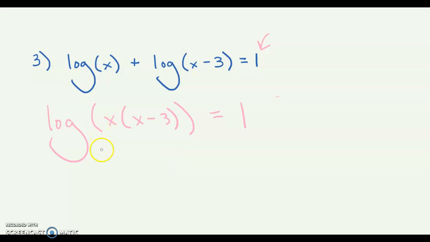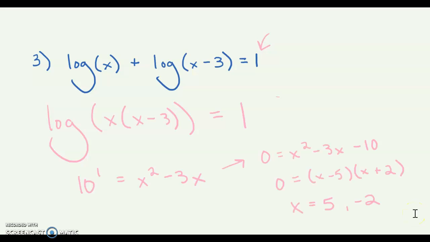And now what we see is, hey, yes, finally, like we talked about, we have our log isolated. It's in its standard form, if you want to refer to it as that. And so I can rewrite this as an exponential function and solve for x in that way. You guys go ahead and finish the problem for me here. After doing some factoring there, I get x values of 5 and negative 2.